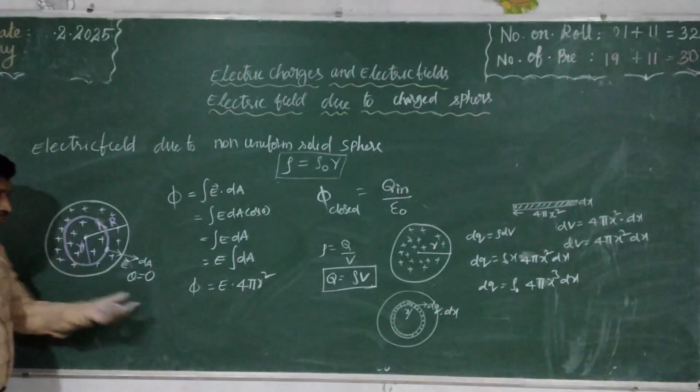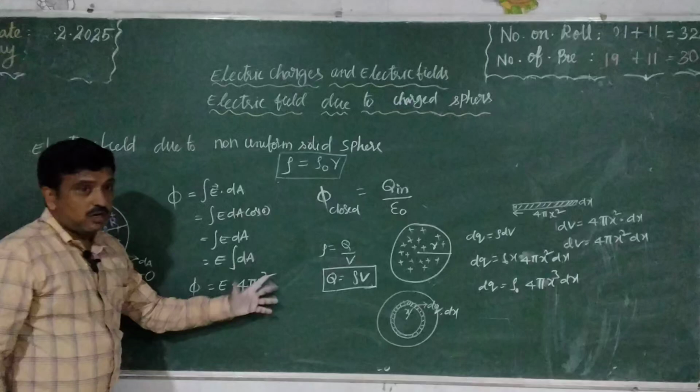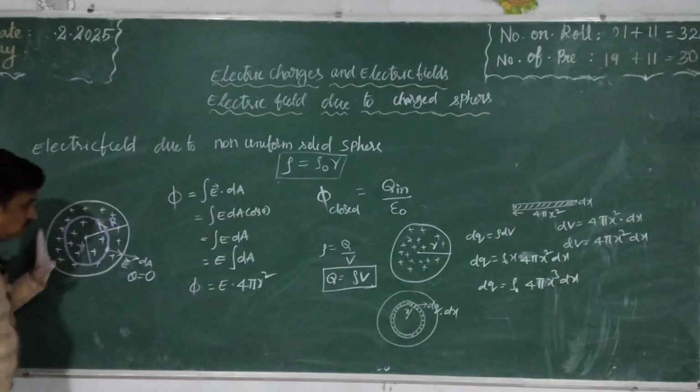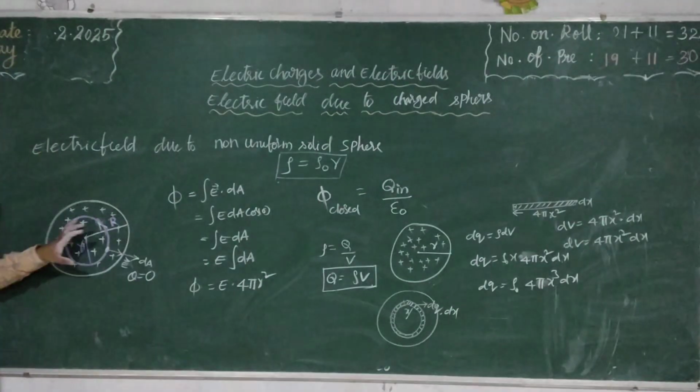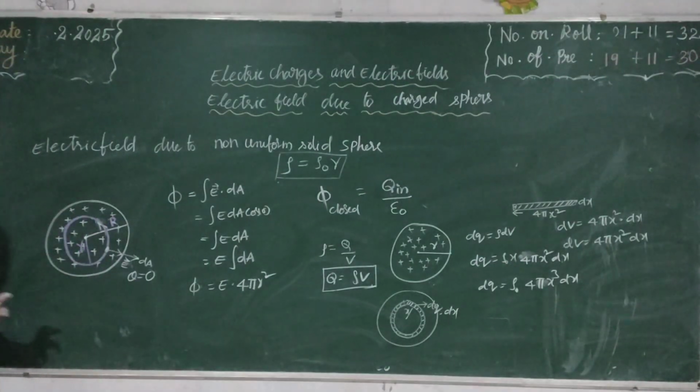Radius is smaller, so the area is 4 pi r squared. The flux through this Gaussian surface is E dot 4 pi r squared. Now, according to Gauss's law, what does Gauss's law say?